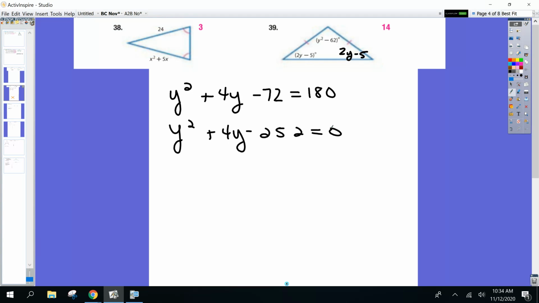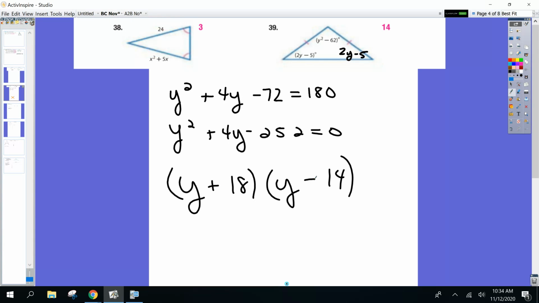You're going to have to play around for a while, but on your schedule, what type of geometry are you taking now? Honors, so I don't feel too bad. You got to play around and find two numbers that multiply to 252, but add up to 4 somehow. It ended up being 18 and 14. 18 times 14 will give you 252. The 18's got to be positive, and the 14's got to be negative.